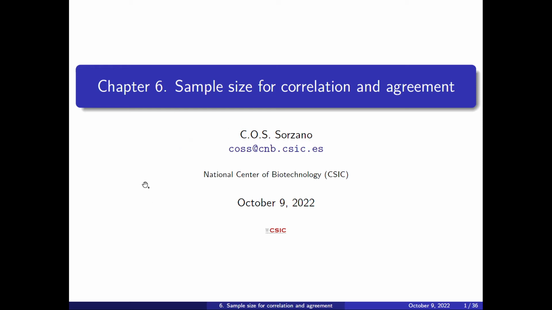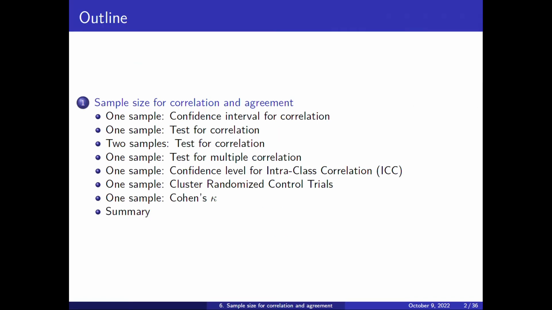We will see today how to calculate the sample size for measuring correlation between pairs of variables or agreement between pairs of variables. We will see a number of situations, and we will divide them in two groups. The first group is related to the standard Pearson correlation coefficient. So we will learn how to compute sample size when you are studying the Pearson correlation coefficient.